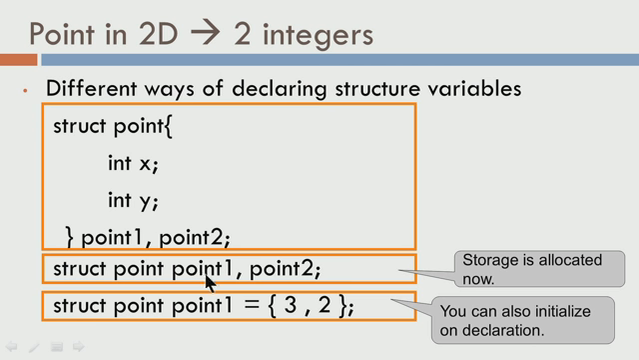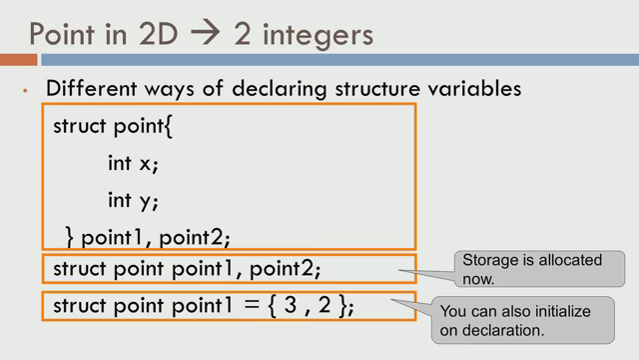So, point 1 will have two integers and point 2 will also have two integers. There is one way to initialize this, that is in the last line here. Struct point 1 is 3 comma 2. So, at this point you are saying that point 1 is of data type struct point, and since there are two members x and y, the two members will get the values 3 and 2 respectively. So, that is one way to say that point 1 should have its x as 3 and y as 2.